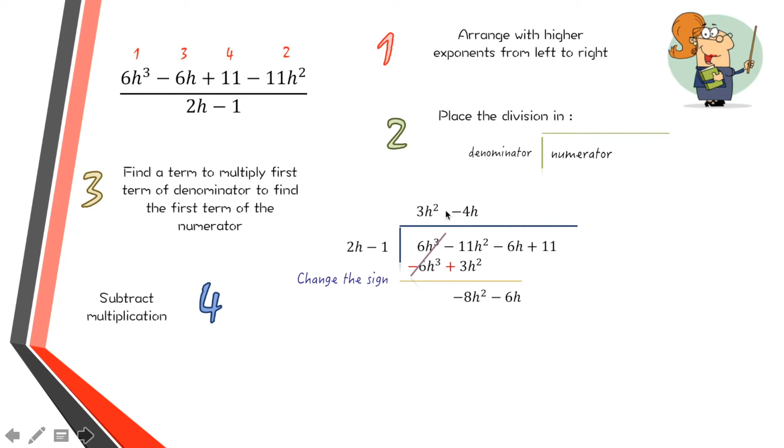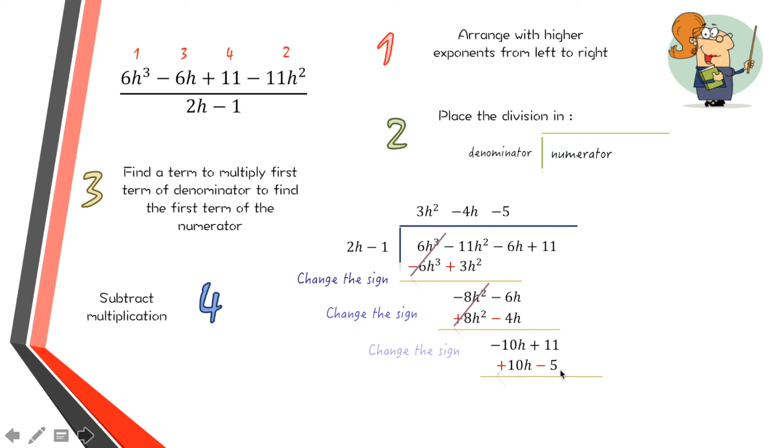We repeat the steps. Here we multiply and it gives me 8h squared minus 4h. Here we do the subtraction and it gives me 0, and minus 6h minus 4h gives me minus 10h. We write the 11 and we repeat the steps. We multiply and it gives me 10h minus 5.